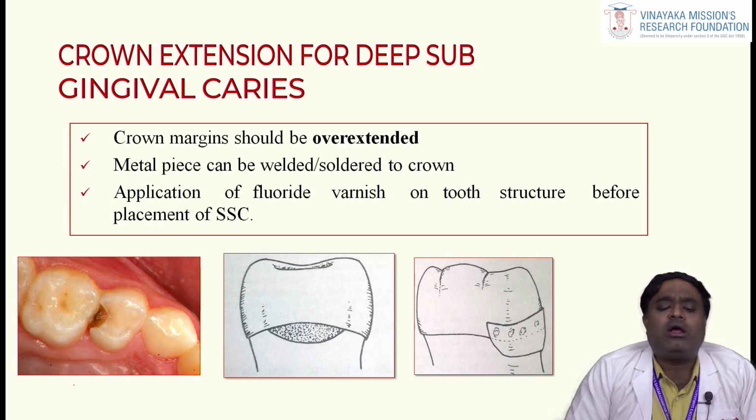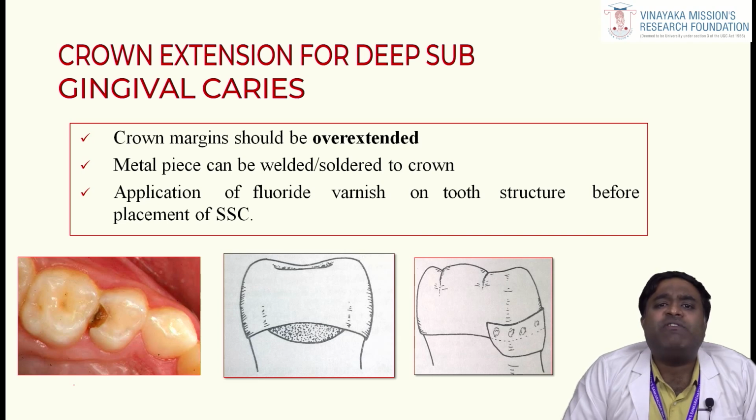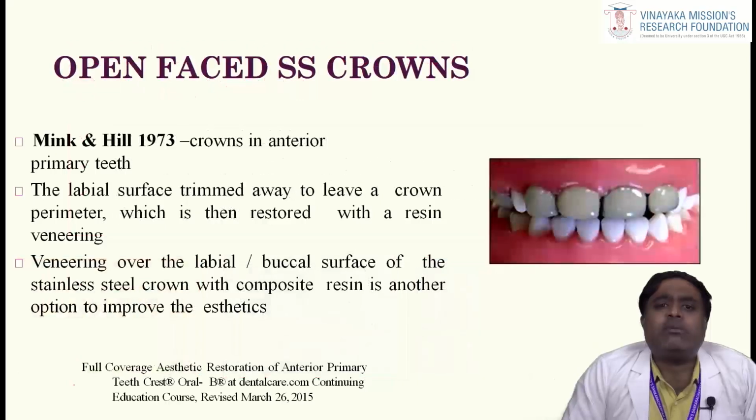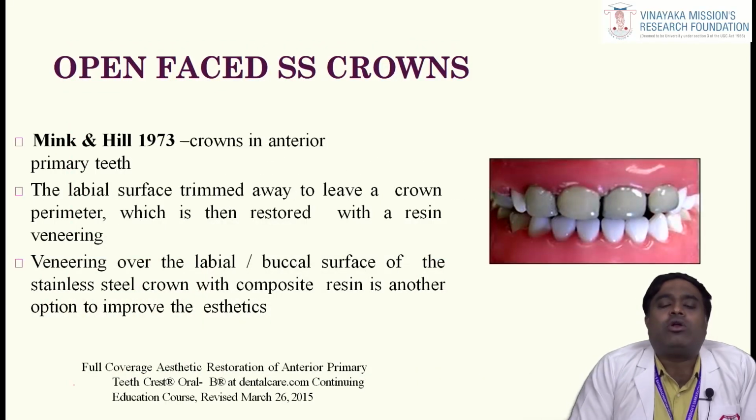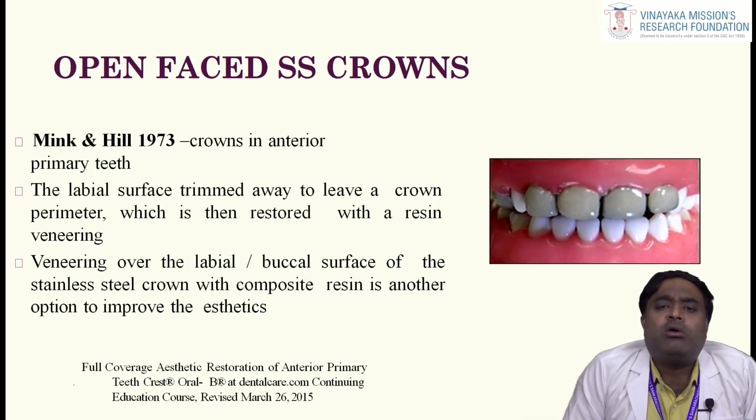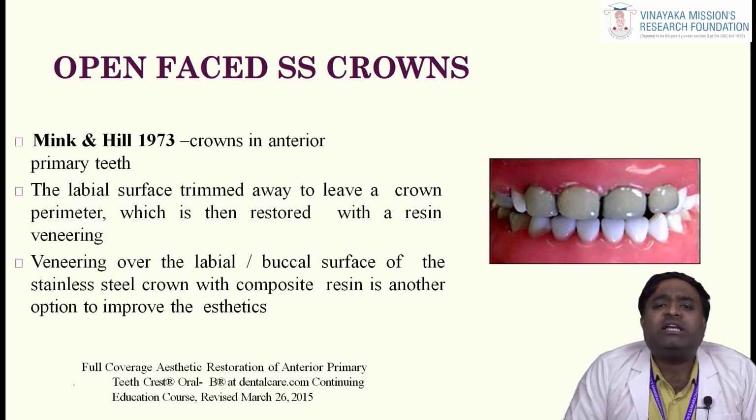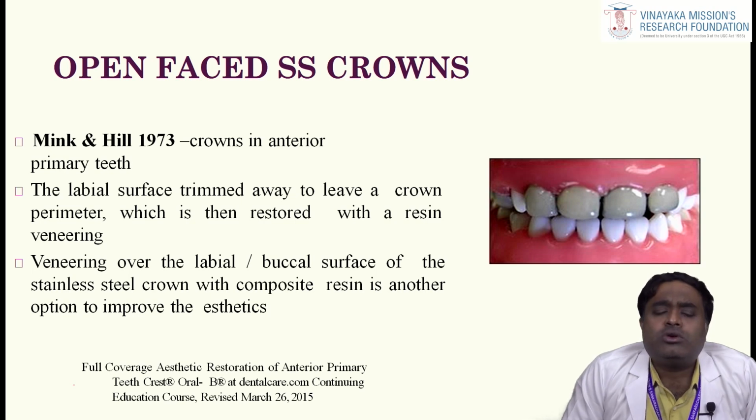As shown in the figure, a metal piece or a band should be welded onto the crown where the gingival caries is present. Next, coming to the open faced stainless steel crown. This type of crown is given mostly for the anterior tooth, where aesthetics is the concern, where the patient or the patient's parent says, we don't want this stainless steel crown. So for that, we will make a slight modification.